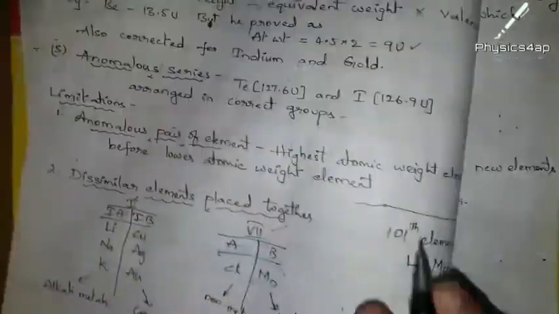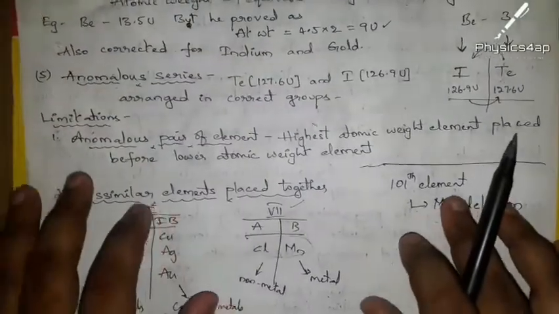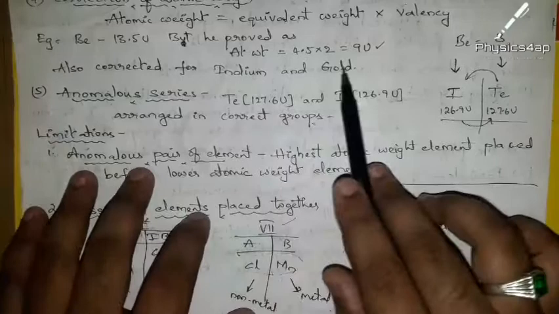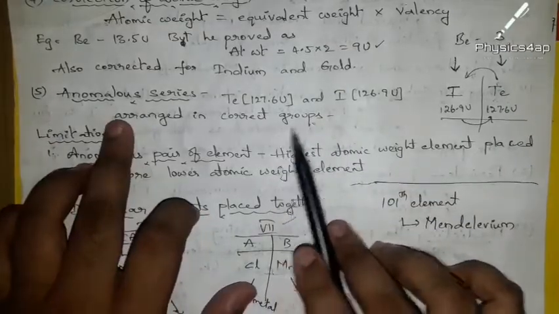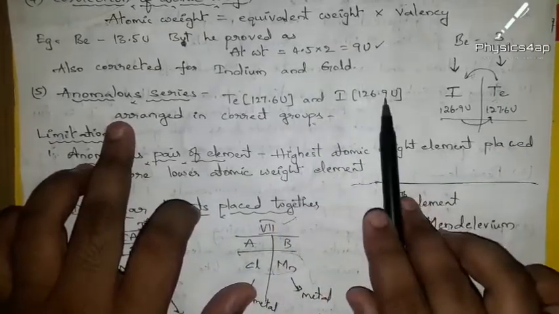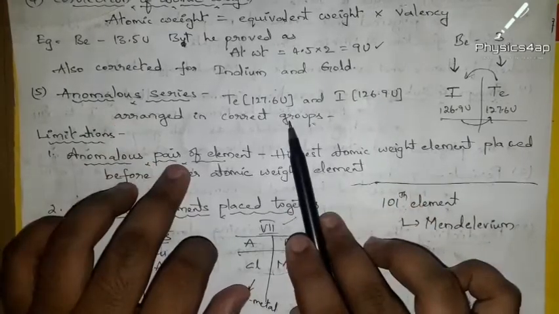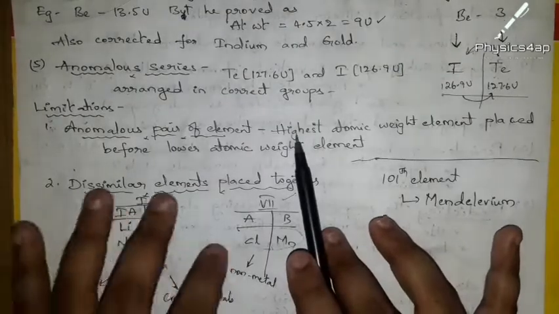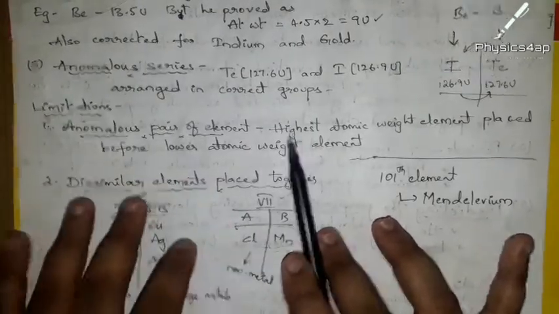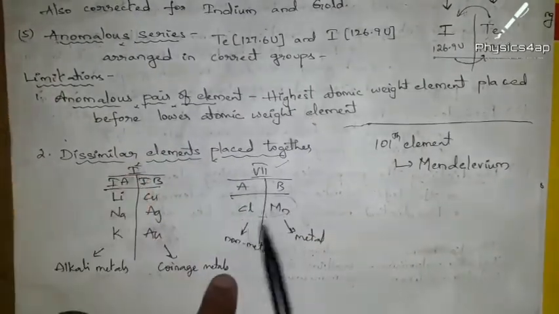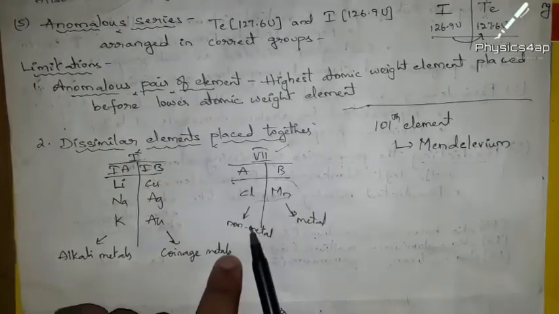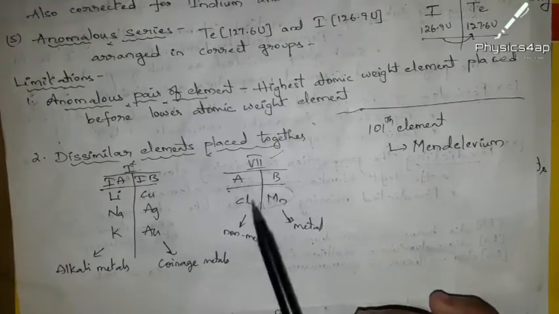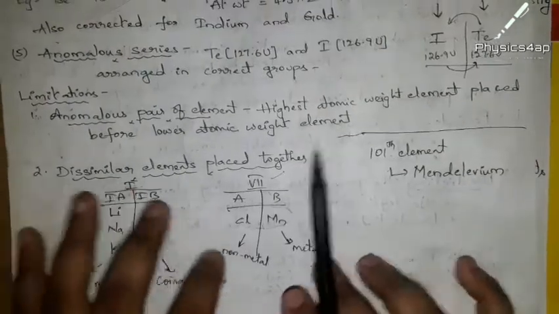And next, he corrected the atomic weights of some elements at that time, like beryllium, indium and gold. And next, the anomalous series, arranging the higher element first and the lower element next, was corrected in a group. Coming to the limitations, that is the anomalous pairs, which violated the periodic law. And next, the dissimilar elements placed together, with subgroup A being non-metal and subgroup B being metal, which violated the periodic law.